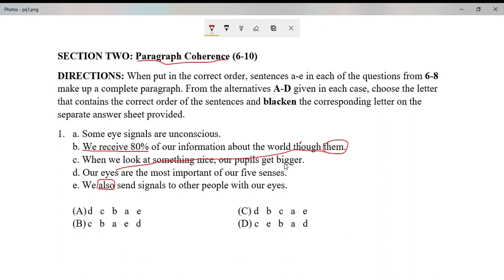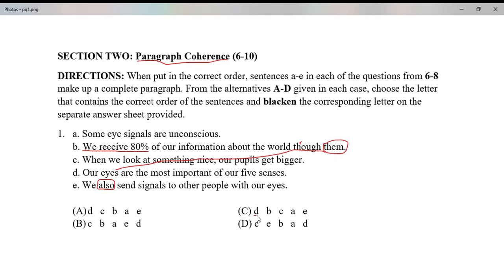Because I found this link, to save yourself time, don't even look through the rest of them. If there are 2 things that you're sure should come in a certain order, I believe it should be D and then B. So I'll look at the answer choices. D and B are split by C over here. When we look at something nice, our pupils get bigger. We receive 80% of our information through them. Not really. Here B becomes before D, so I don't choose this one.